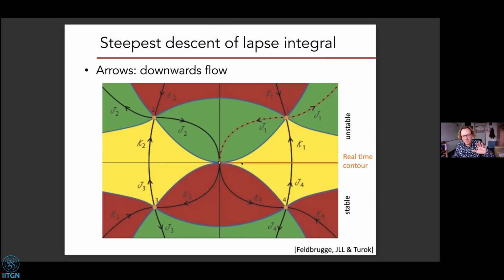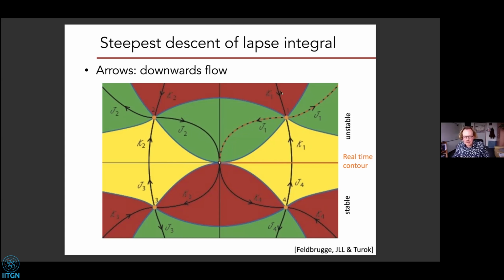What I'm showing you here is the complexified plane of the lapse function. The horizontal line here is the real axis for the lapse, so the lapse takes real values along this horizontal line. The vertical line are pure imaginary values of the lapse, which roughly correspond to Euclidean universes. And you see the saddle points are these 4 orange points, which are at complex values.